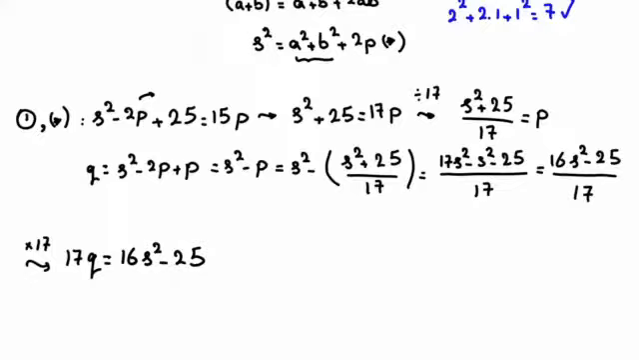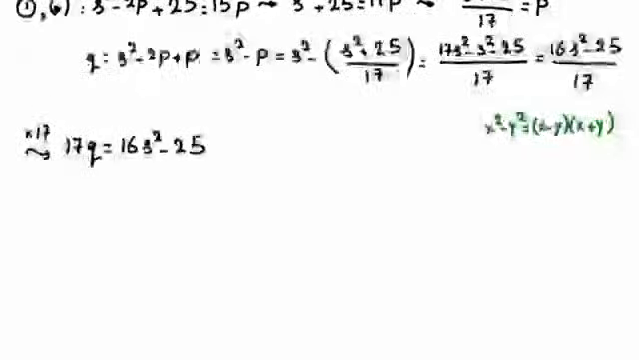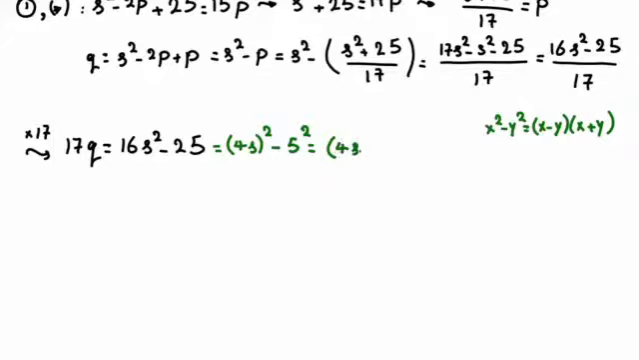We have a famous identity that says, for example, x squared minus y squared equals (x minus y) times (x plus y). You should memorize this. Also, we have some other basic identities for factorizing. So here 16s squared is (4s) squared, and 25 is 5 squared. So it will be (4s minus 5) times (4s plus 5).